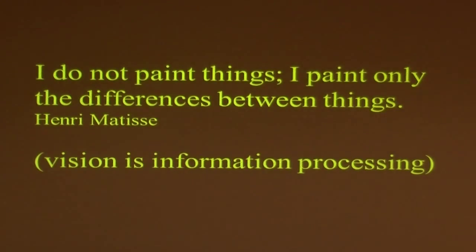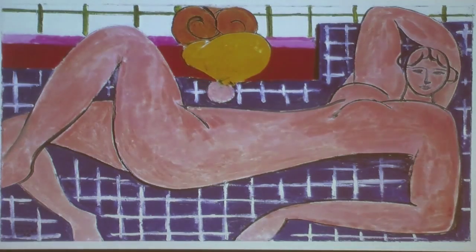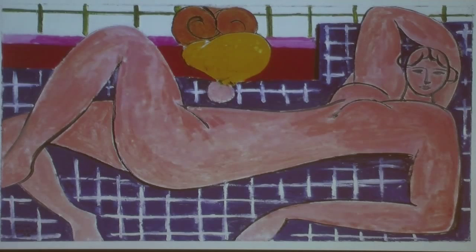Matisse said this explicitly. He doesn't paint things, he paints the differences between things. So here's Matisse's large pink nude, and in a sense, he has extracted the difference between a female body and other objects, or a female body and a male body. What are the distinctive things? And then he's exaggerated these differences.